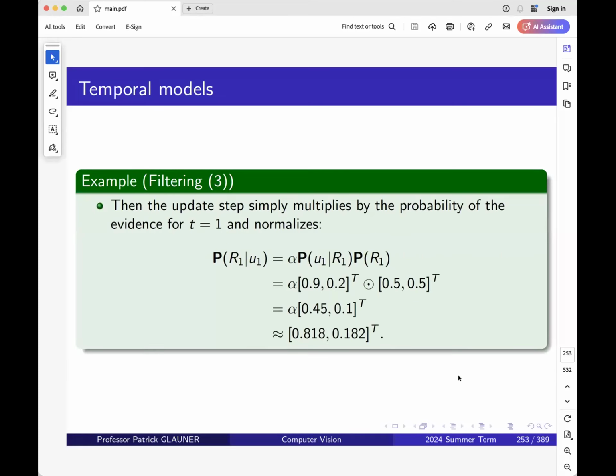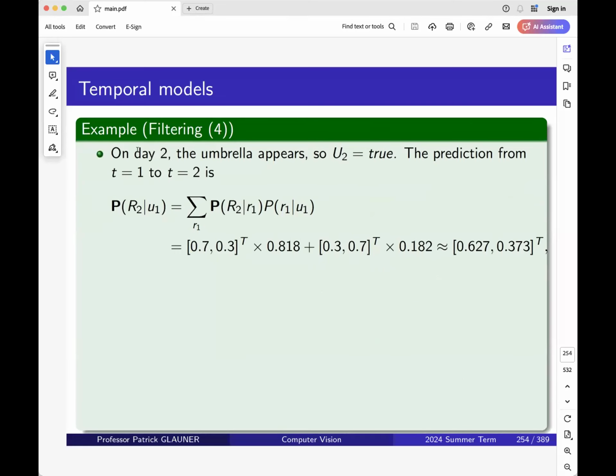This is what we just did. And now on day 2, the umbrella appears again. What I need to do first is calculate R2 given my past evidence. So this is just one time click that I look into the distribution of P of R2. And it's more or less just what we did before when we wanted to calculate R1. The only thing is now we still have this evidence from before.